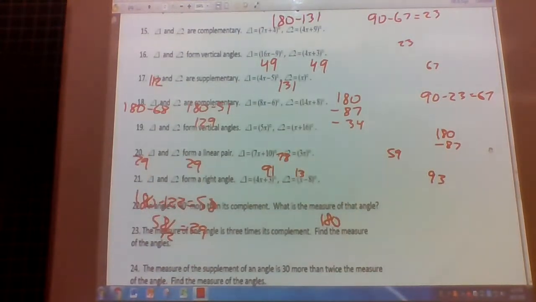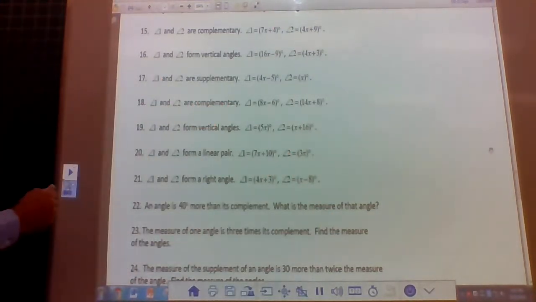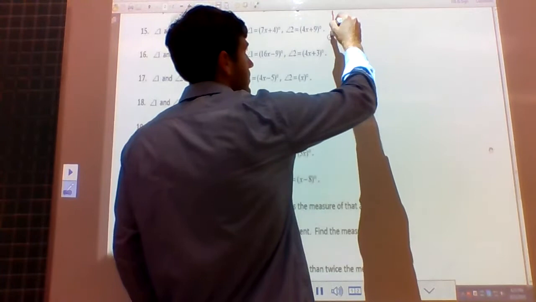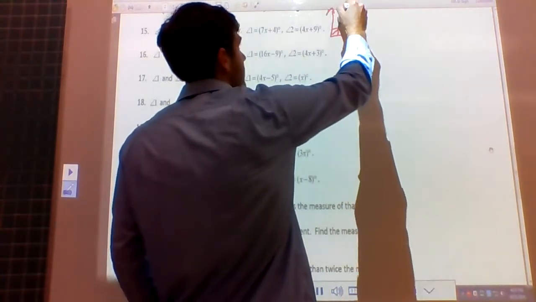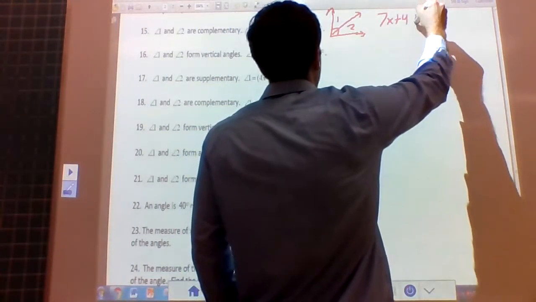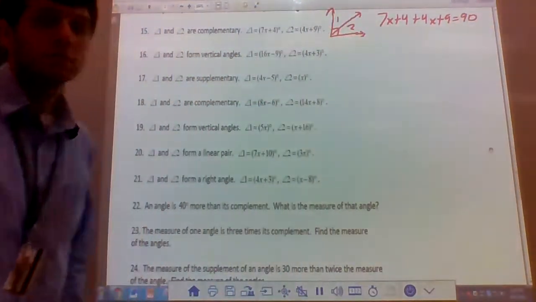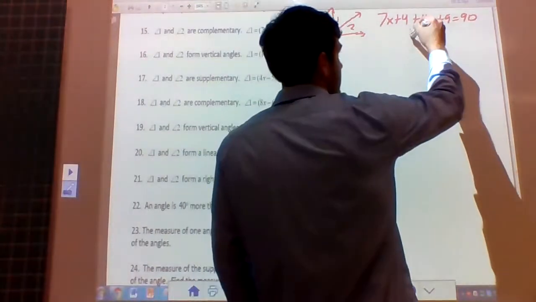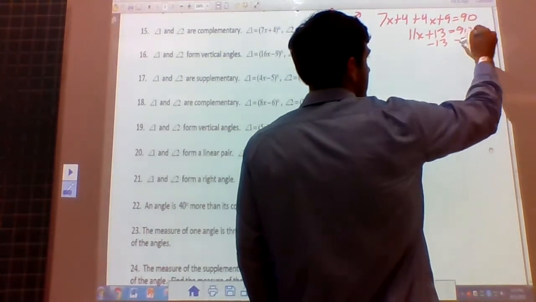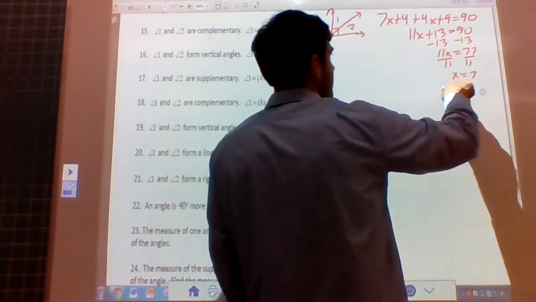Okay, 15, we want to draw a little picture, and then we want to add them together. So 15, they're complementary, so that means they're going to add up to 90. So again, if you want a little picture, here's your two angles. Here's angle 1, here's angle 2. Complementary means they add up to 90, so 7x plus 4 plus 4x plus 9 equals 90. Combine like terms, solve for x, we get 11x plus 13 equals 90. Subtract 13. 11x equals 77, divide by 11, and we get x equals 7, and then we can plug that back in.